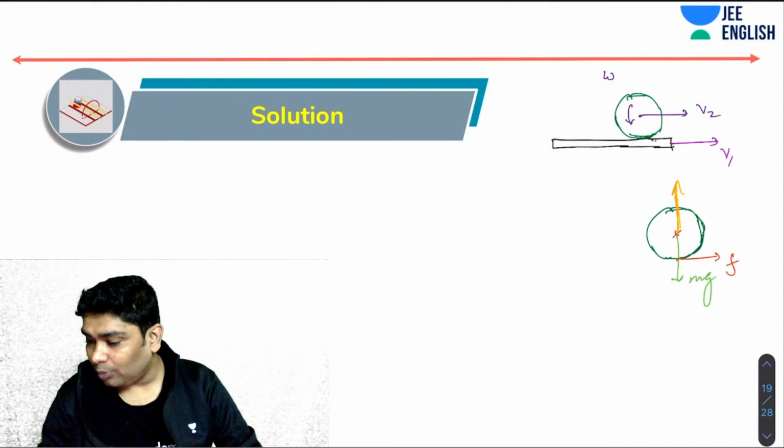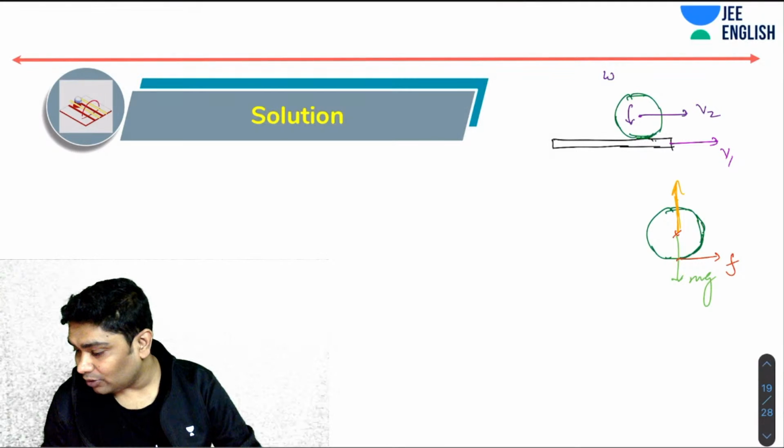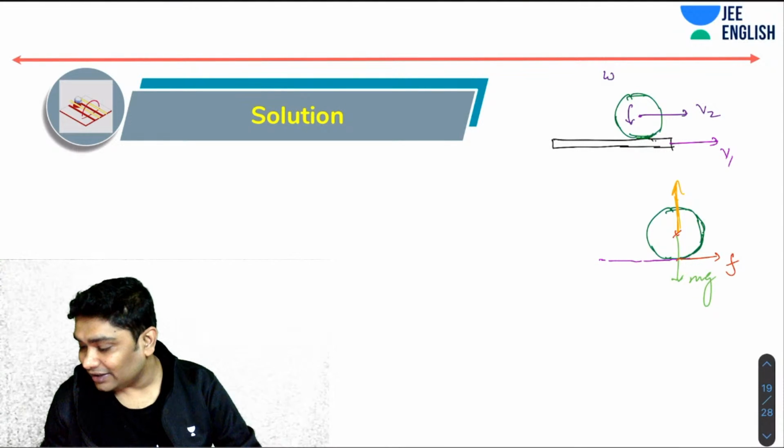Take a random point in the air, take a random point in the air which is like this, P.